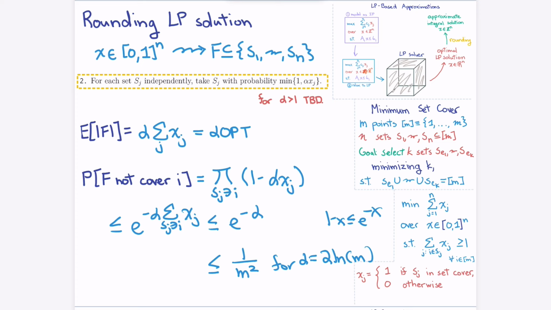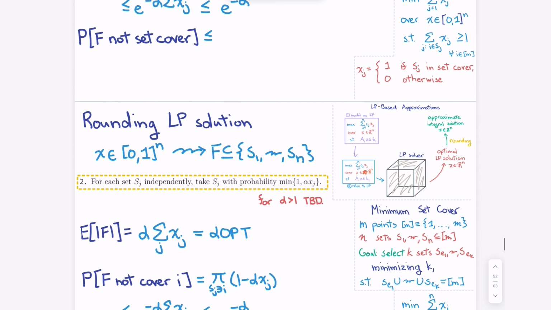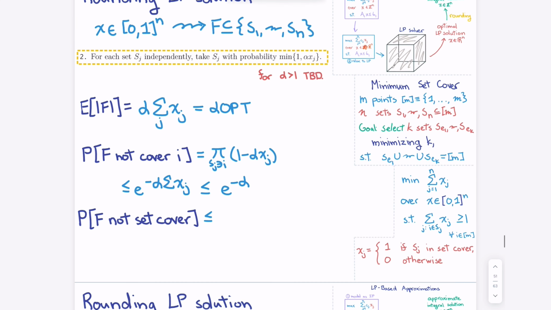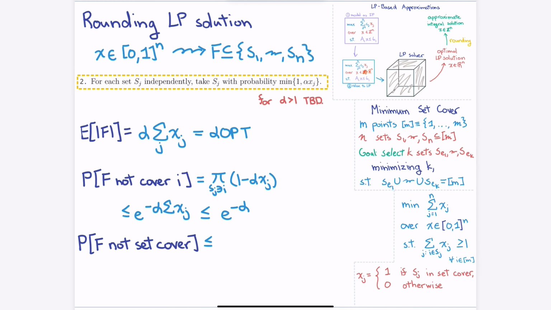Alpha is something like 2 log m. Okay, why do I want it to be 1 over m squared? So any particular element i is covered with probability, I can make it super small, a logarithmic factor in m, it's 1 over poly m. Now I'm interested in the probability that f is not a set cover altogether, right?